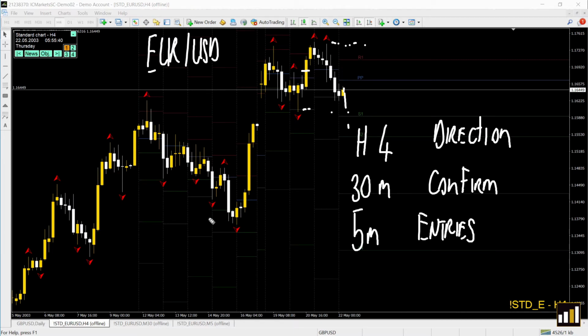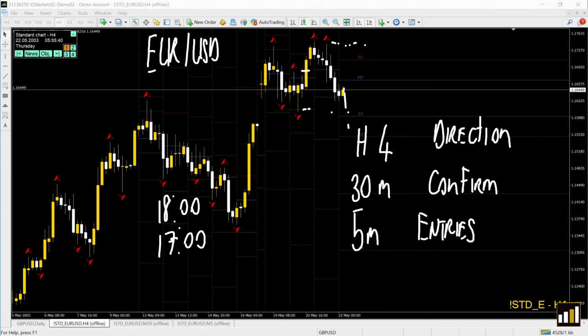Some more rules quickly while we are here. All trades are closed at London time 1800, and no trades are taken after about 5 o'clock. So you don't take any trades after this, and all your open trades are closed by 1800. Those are a little bit of housekeeping on the strategy.